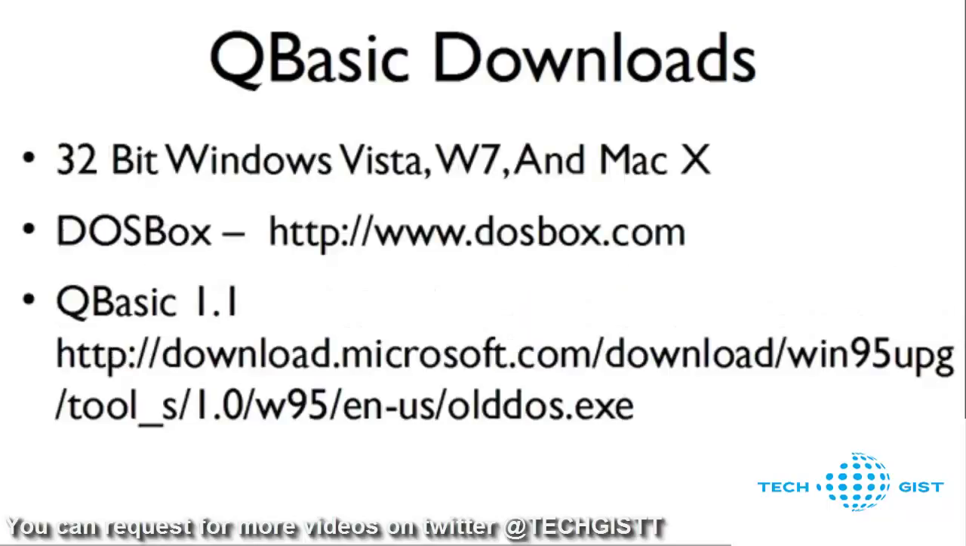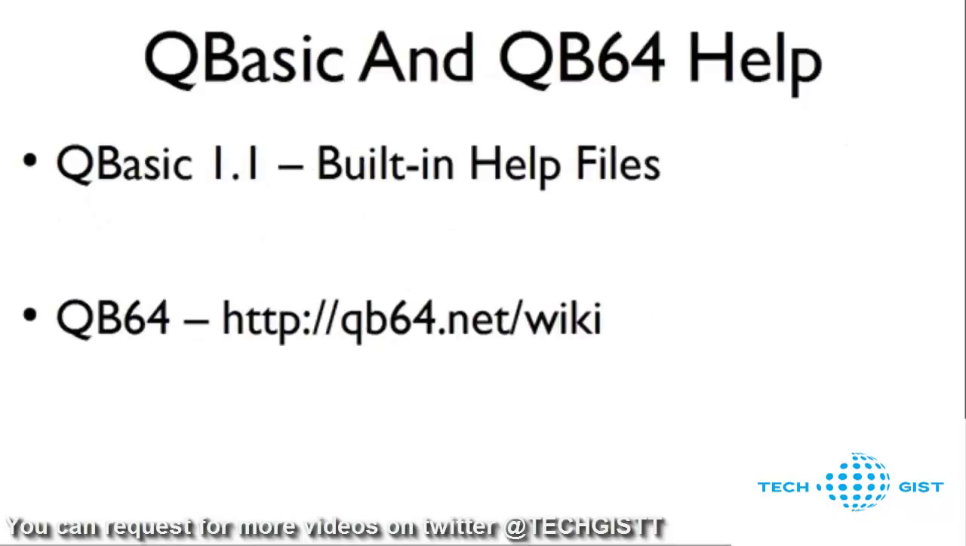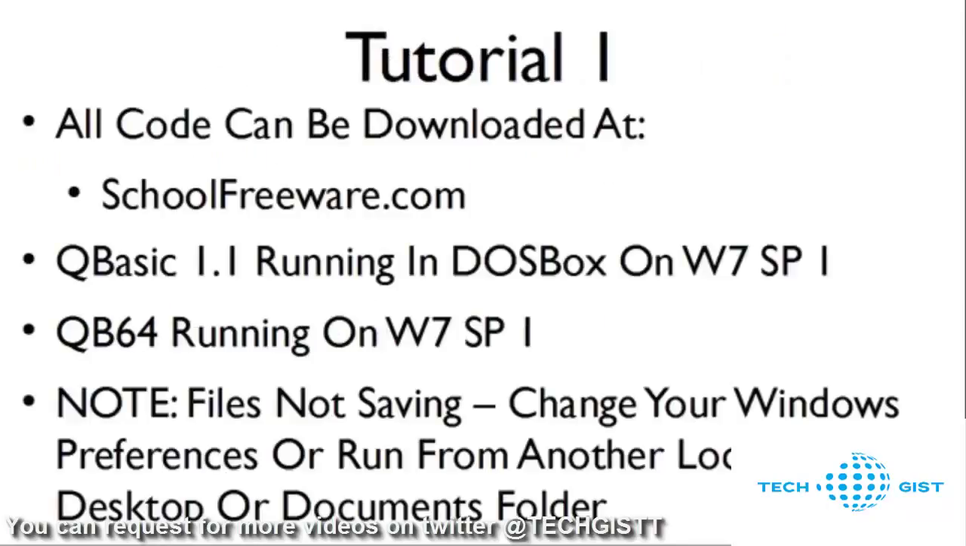For those running 32-bit Windows Vista, Windows 7, and Mac 10, you can run QBasic 1.1 within DOSBox. DOSBox is a free DOS program that is available at dosbox.com. For those running 64-bit Windows, Mac, and Linux, you can use QB64. QB64 is a free download at qb64.net. QB 1.1 has built-in help files, and for those using QB64, you can find the help files located at the qb64.net wiki. Once again, all code can be downloaded at schoolfreeware.com.